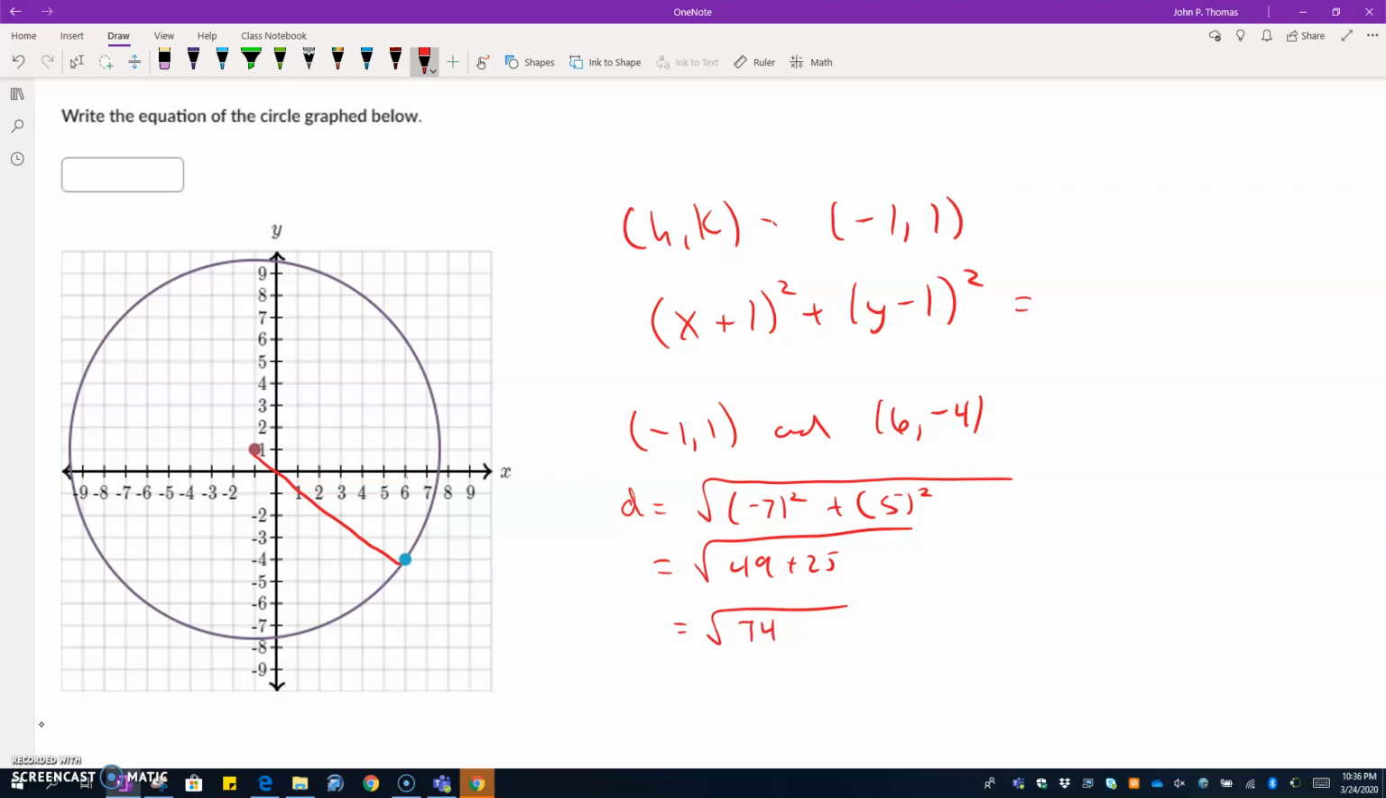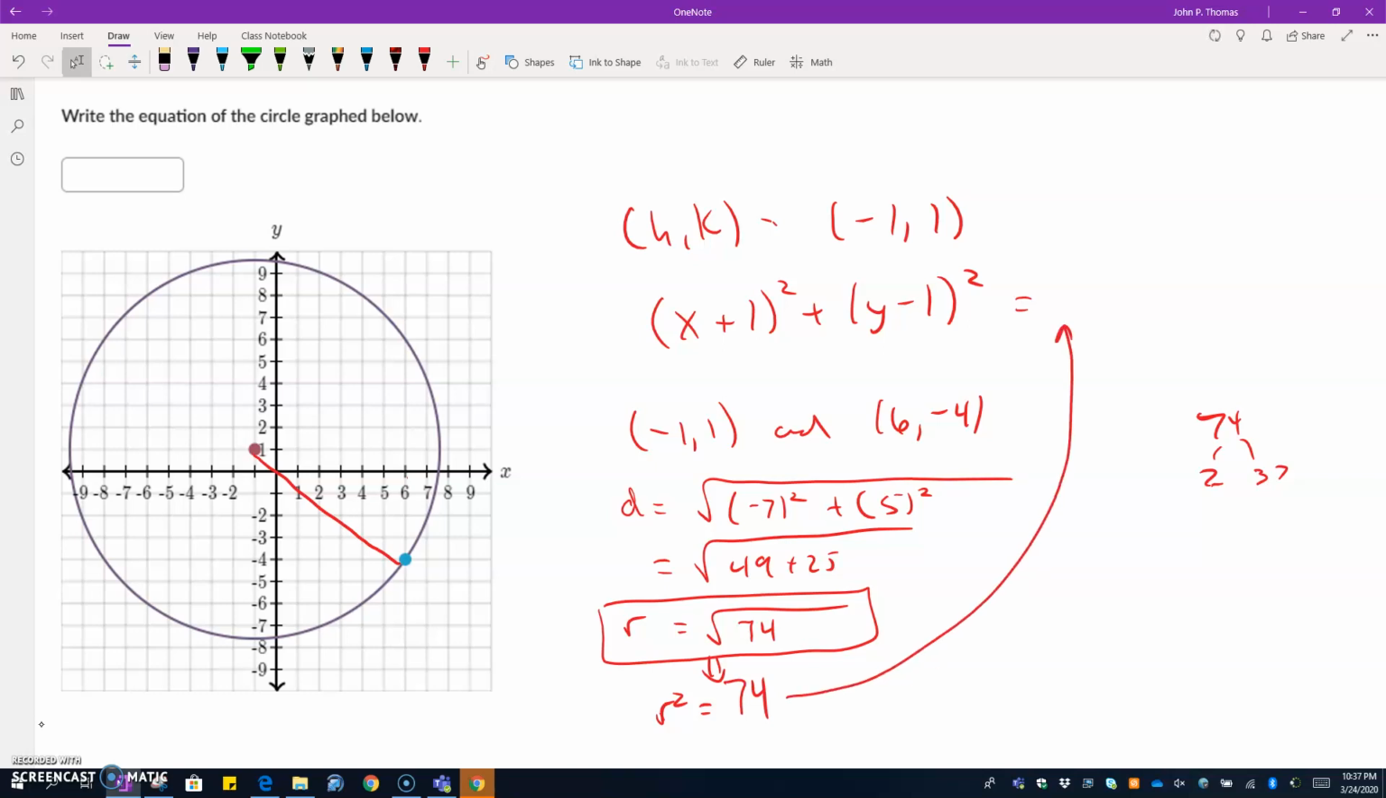All right, and I'll jump off to the side real quick and just check 74 and make sure it doesn't reduce on us. So 74, a 2 can go in there 37 times, but then 37 we're stuck with. That one doesn't factor anymore for us. So we're stuck with root 74. Now, the nice part about this, that's our r, so r squared is actually even nicer. It's just 74. So I'm going to bring that r squared value up and drop it in there for r squared. And we've got our standard equation of a circle.